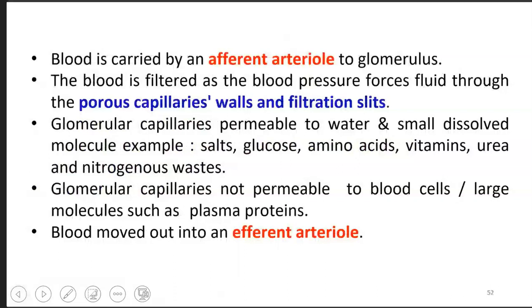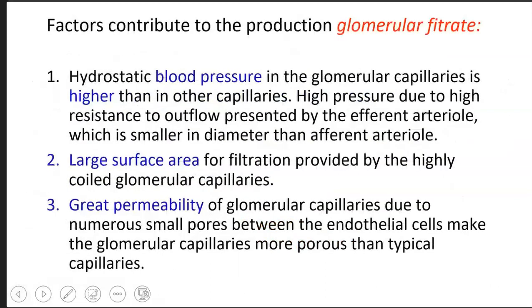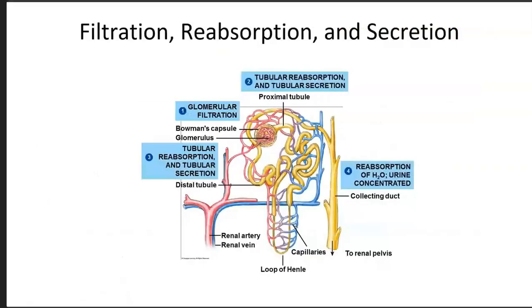But basically, the diameter between the afferent and efferent arteriole is different. One is smaller and the other one is bigger. So the difference in these two arterioles creates a high blood pressure in the glomerulus.